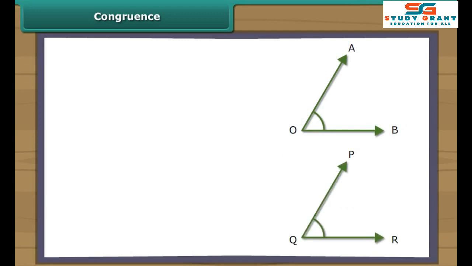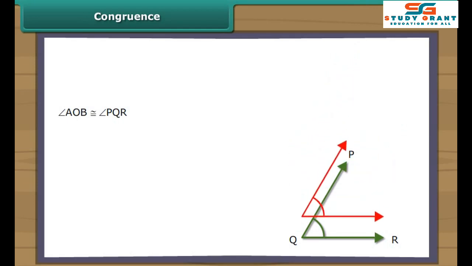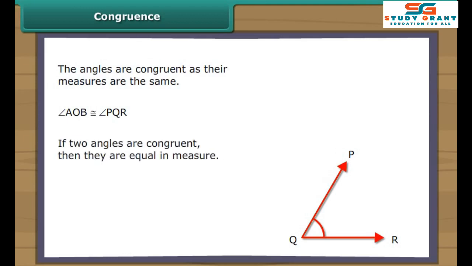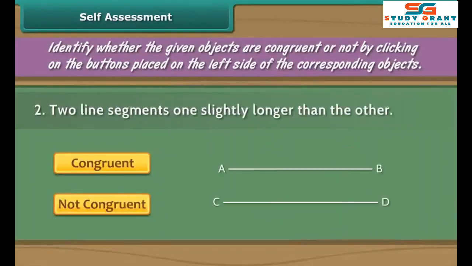Here are two angles, angle AOB and angle PQR. Let us find out if they are congruent. The angles are congruent as their measures are the same. It is also true that if two angles are congruent, then they are equal in measure.